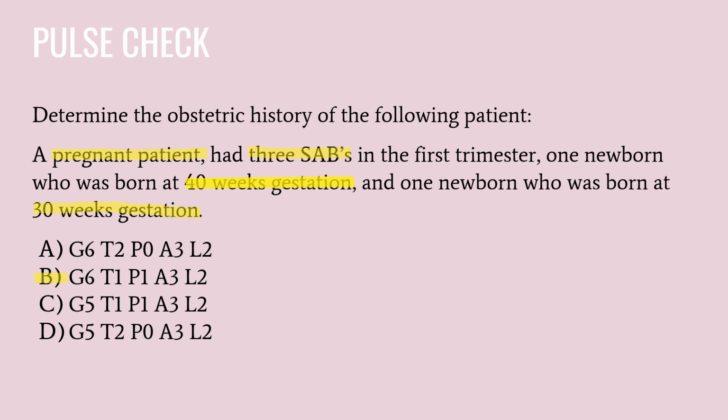The patient has had one preterm delivery. In this scenario, it's 30 weeks gestation. Remember, preterm deliveries range from 20 weeks to 36 weeks and 6 days gestation. Next, you have 3 abortions. In this scenario, the patient had 3 spontaneous abortions in the first trimester. And then lastly, we have 2 living children.